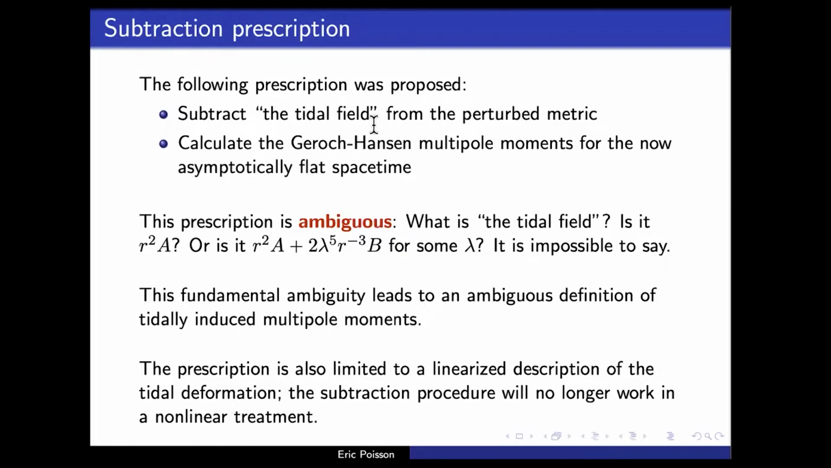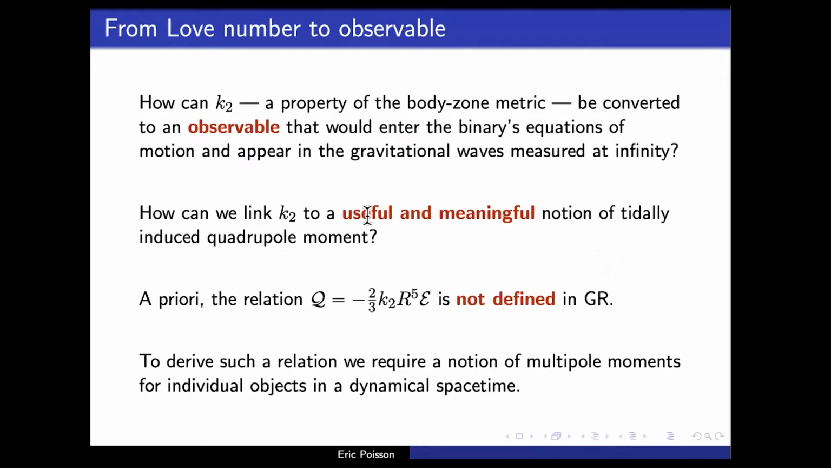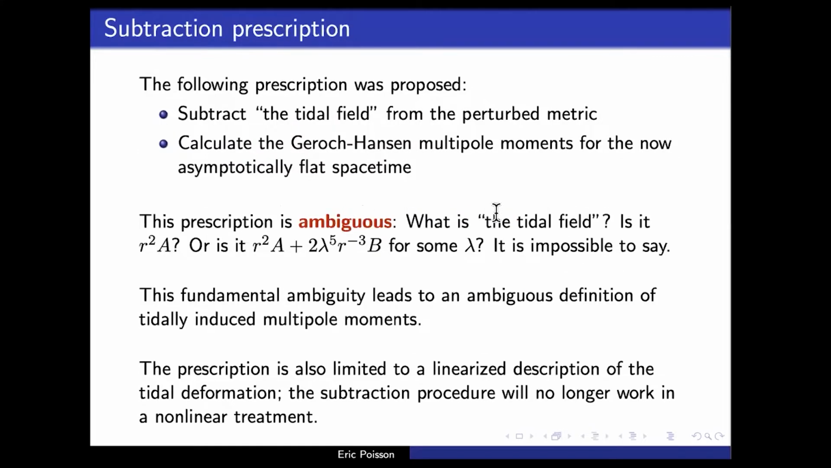Well, the problem is not solved because the prescription is actually ambiguous for essentially the same reasons that were pointed out by Sam. I mean, the focus of the discussion is slightly different, but the question is, what is the tidal field? Well, the answer would be the growing part of the perturbation. But what is the growing part? Is it the one that I called so in my original slide, or is it the redefined one according to Sam? And the point is that you don't know. There's no way to tell.